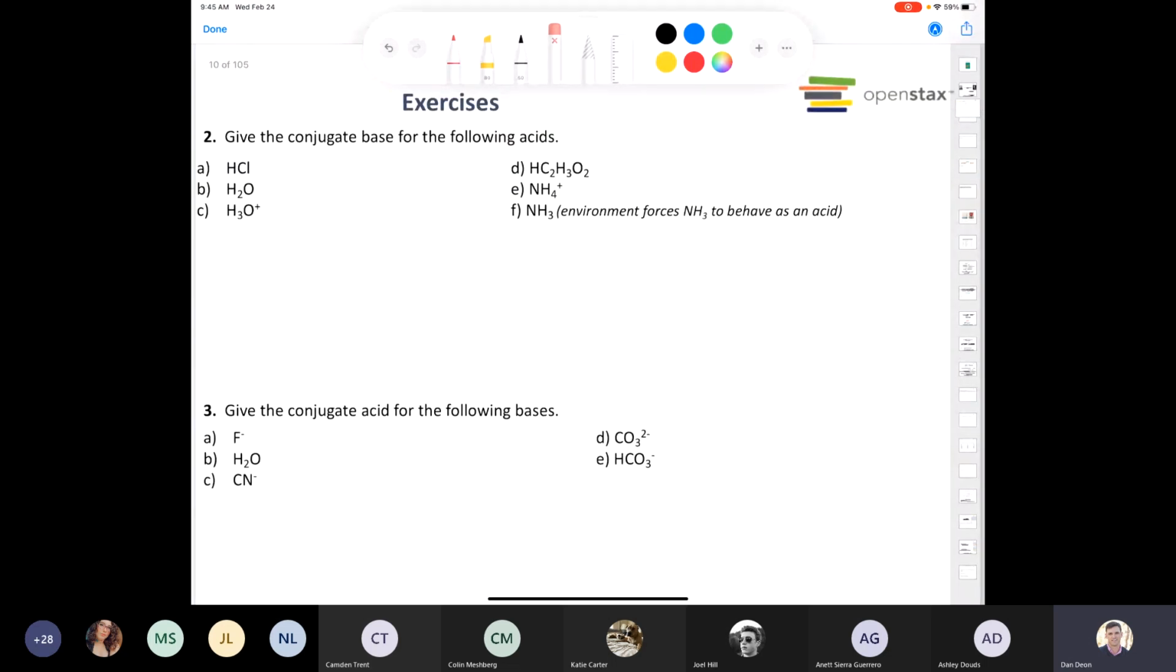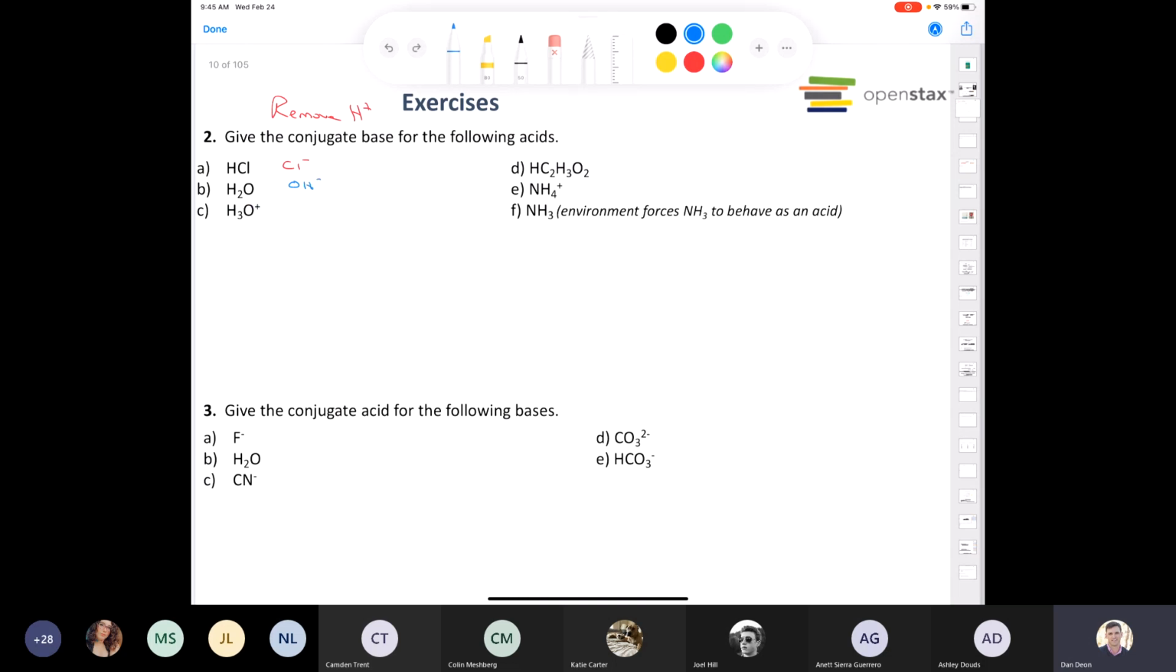We could do these really quickly. It says number 2, give the conjugate base for each of the following acids. Well, we know that when we make a conjugate base, we're going to have to remove H plus. What's left over from HCl when I remove H plus? I'm going to be left over with chloride. What's left over from water when it loses H plus? I'm going to be left over with hydroxide.